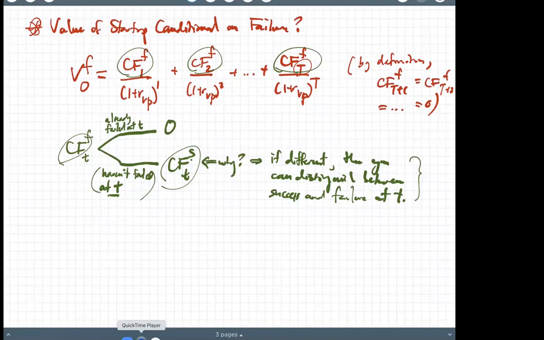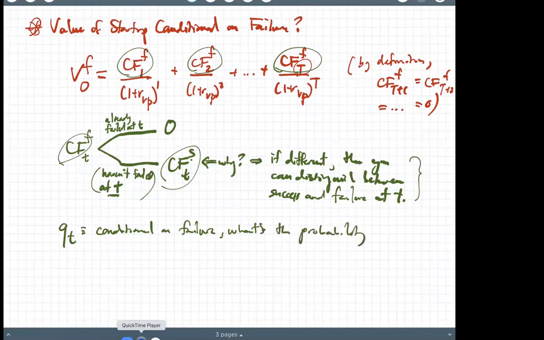And so now what I'm going to do is define a parameter Q_t. That's going to be the following: conditional on failure, what's the probability that a startup is still alive at time t?